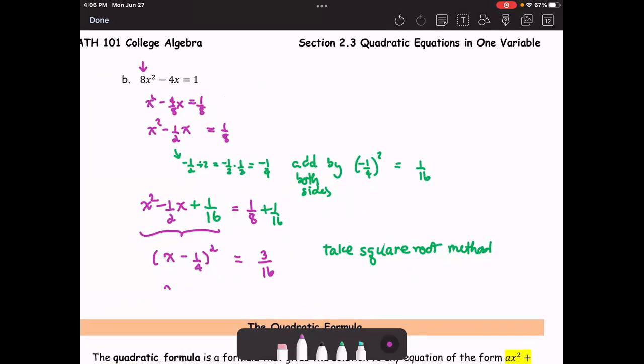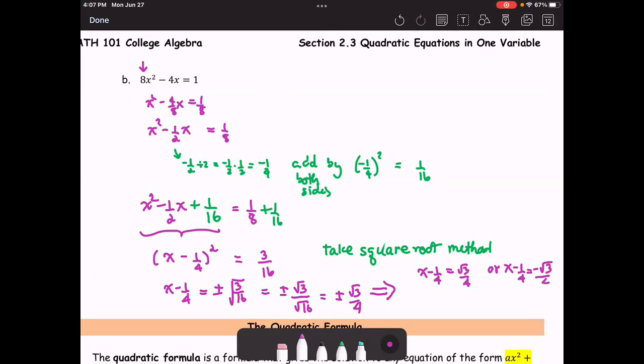To get the solution, x minus 1 over 4 equals plus or minus the square root of 3 over 16, which is the same as plus or minus square root 3 divided by square root 16, or plus or minus square root 3 over 4. And then finish up the problem by rewriting as x minus 1 over 4 equals square root 3 over 4 to obtain one solution, and the other form is x minus 1 over 4 equals negative square root 3 over 4.